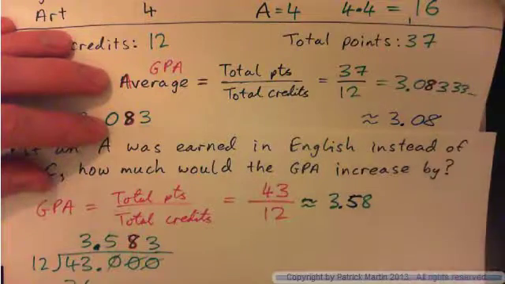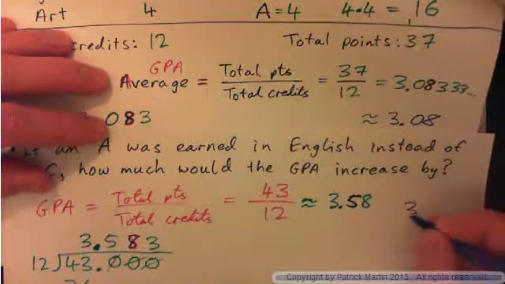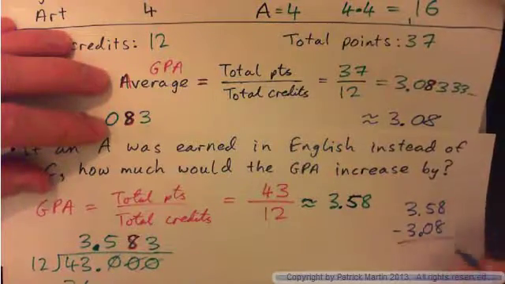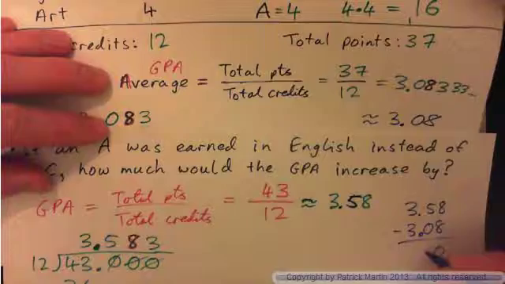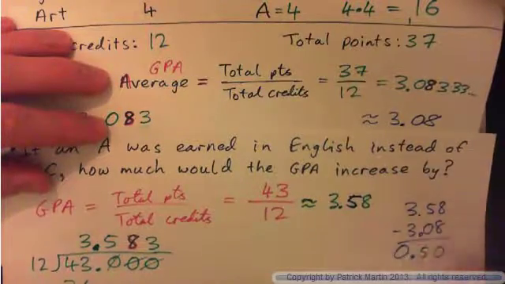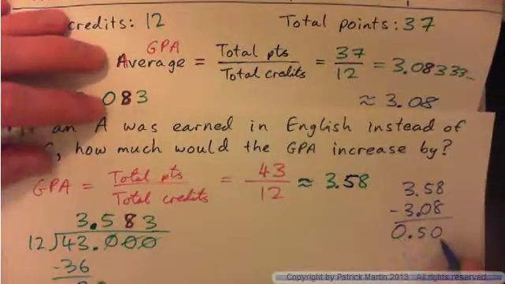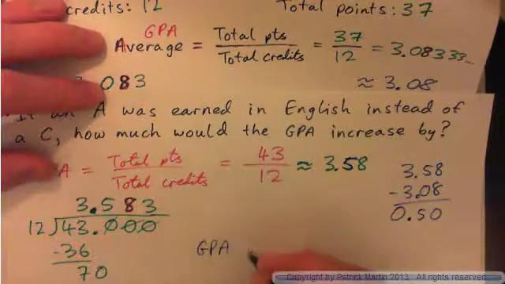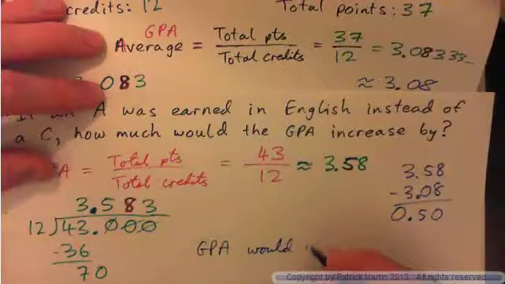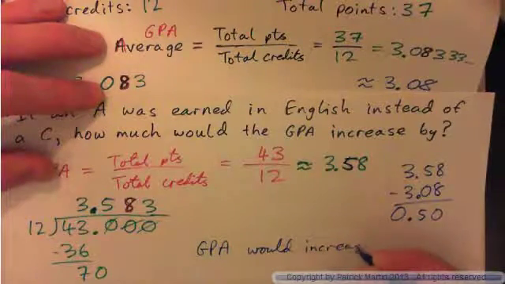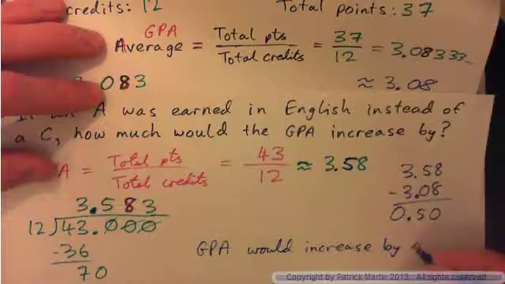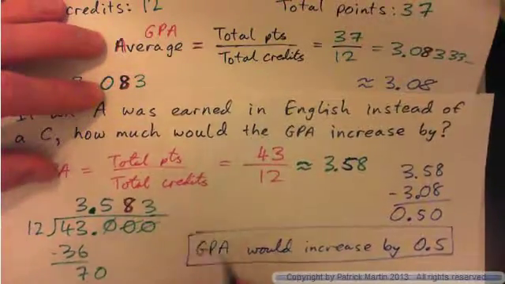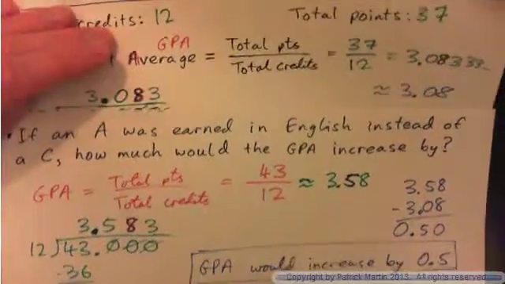Let's see. I'm going to take my 3.58 and I'm going to subtract 3.08, right? I get 0.50. It would increase by 0.5, wouldn't it? And you might have seen that right off the bat. But it would increase by 0.5 if you got an A in English instead of a C, right?